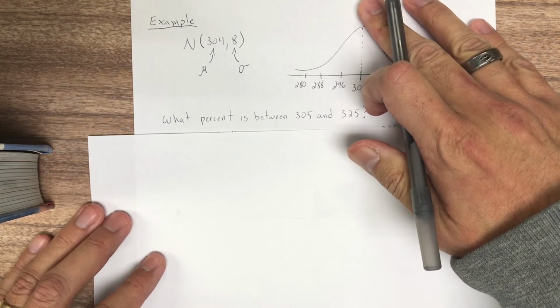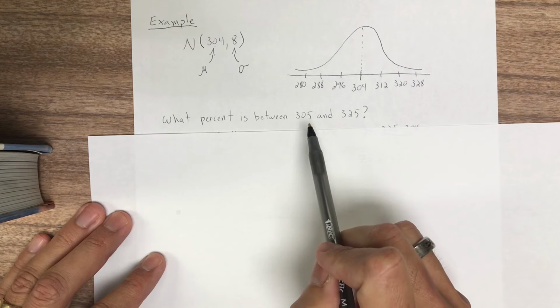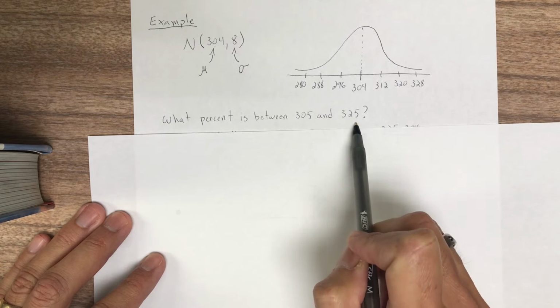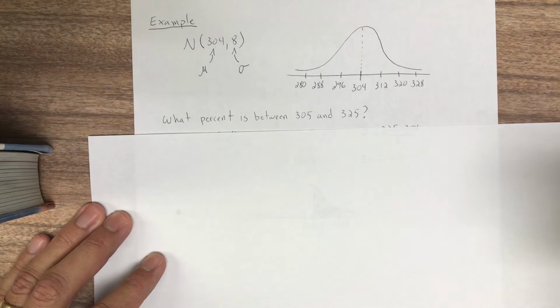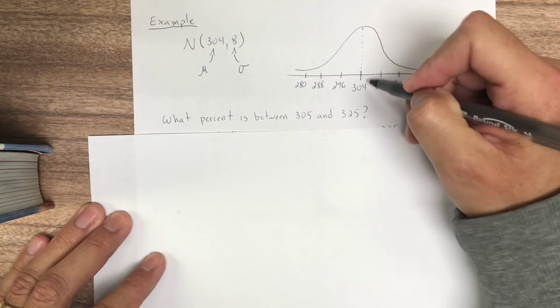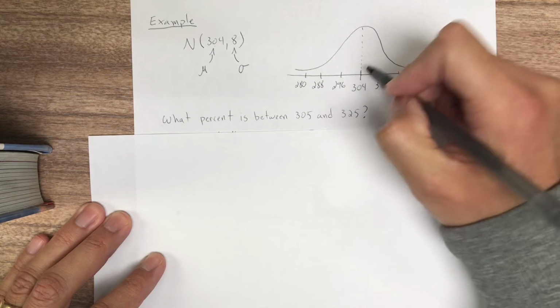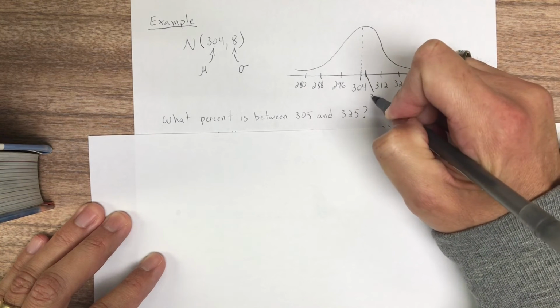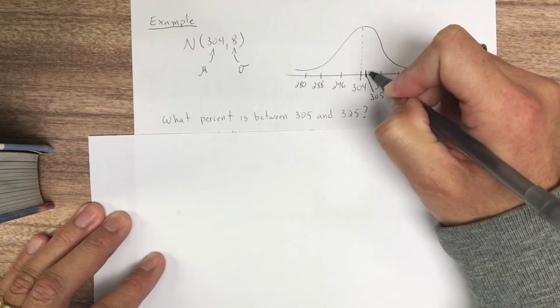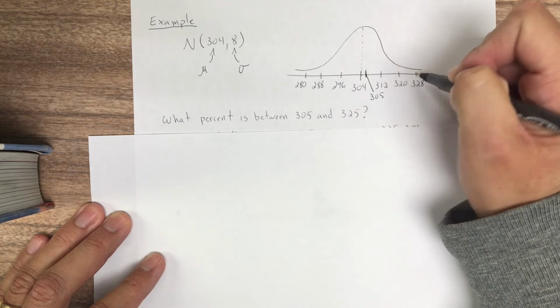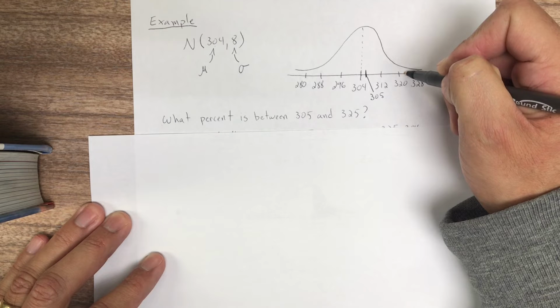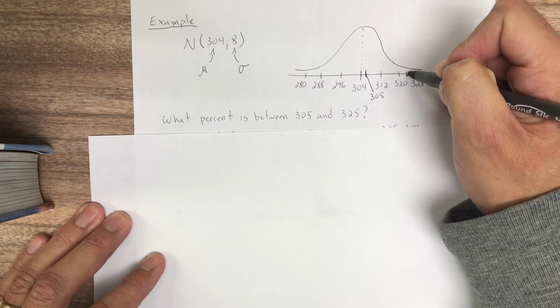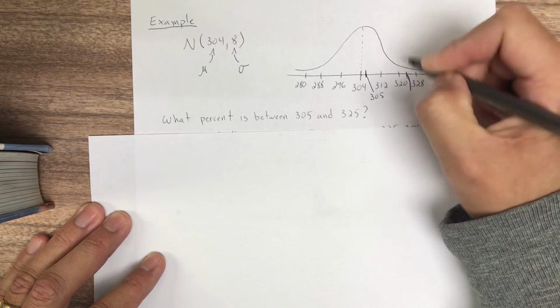I want to know what percent is between 305 and 325. So in reality, this is what we're asking. I want to know what is the area between 305. So I know 304 is here. So 305, let's say, is right here. So I'm just going to label that as 305 all the way to 325. So here's 320. So I'm going to say 325 is kind of right there. And this is just an approximation. It's not going to be exact.